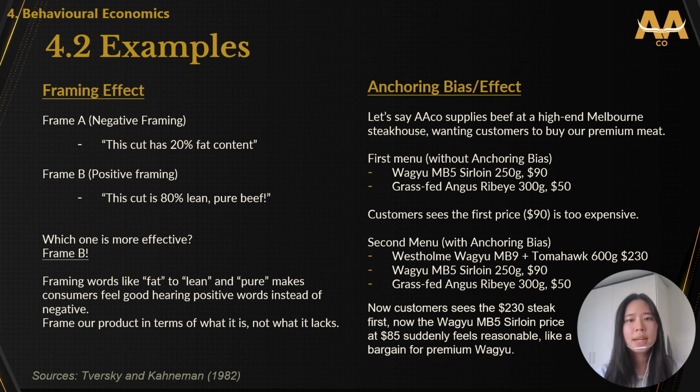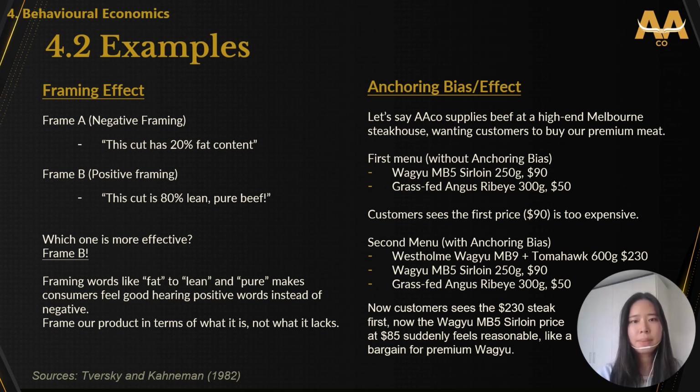First, the framing effect. Frame A: this cut has 20% fat content. Frame B: this cut has 80% lean pure beef. Same product but completely different perceptions. Frame B wins every time. AACO should always frame our products positively: lean, natural, premium, never in terms of what they lack.